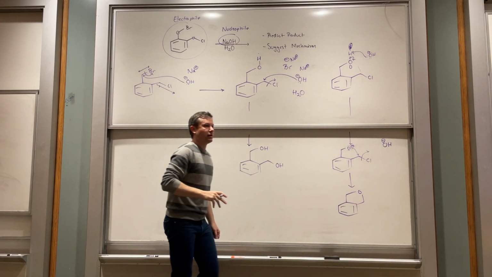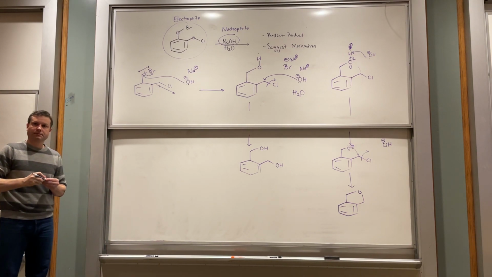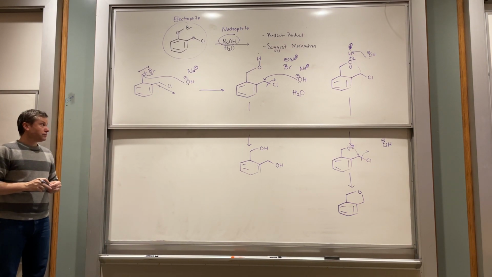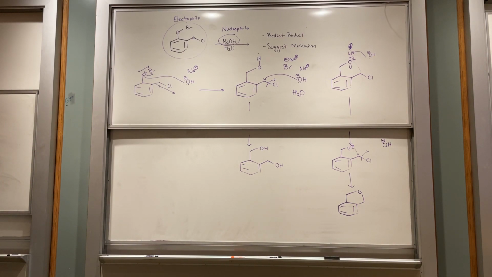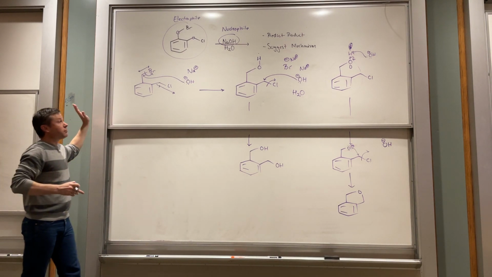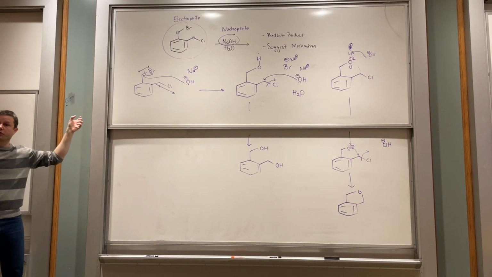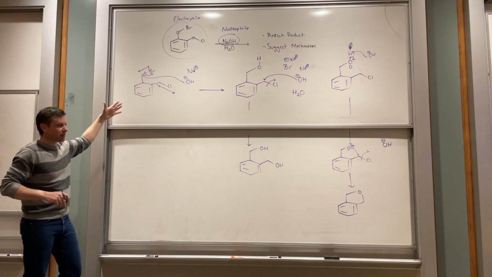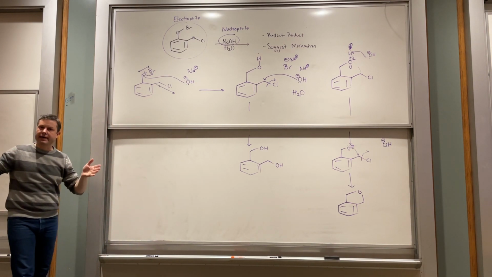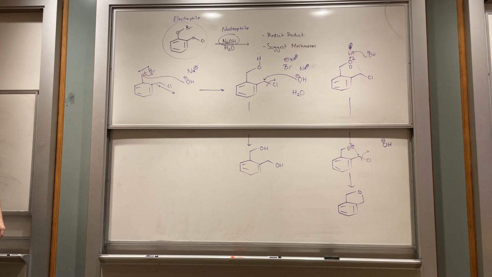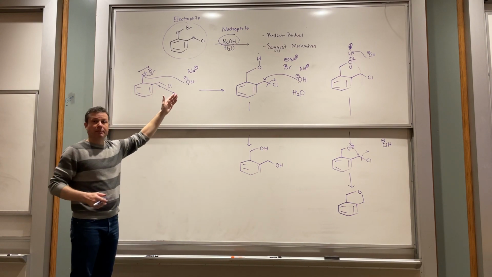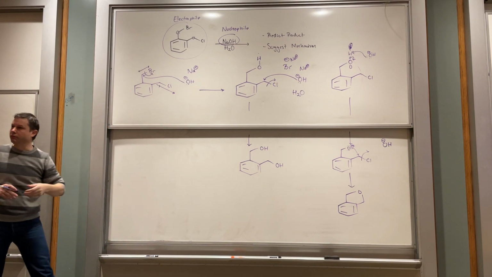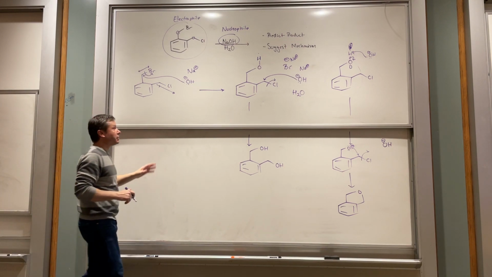So that's going to get us probably to our major product. Questions about this? Each step of this mechanism hopefully should make sense. When we draw mechanisms, there are multiple paths that we can go down, but only one path is the most likely. And hopefully you can rationalize why each step of this mechanism happens the way that it does, and why we would form that product. Okay, so we're going to talk about this today.